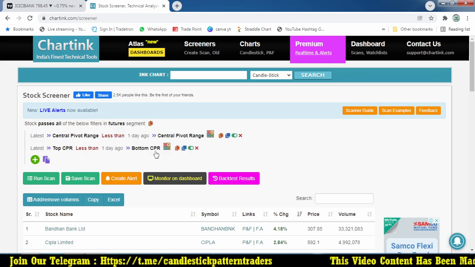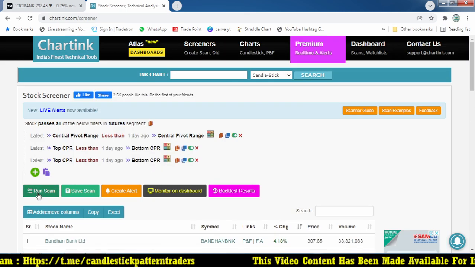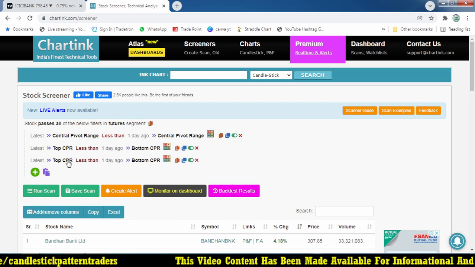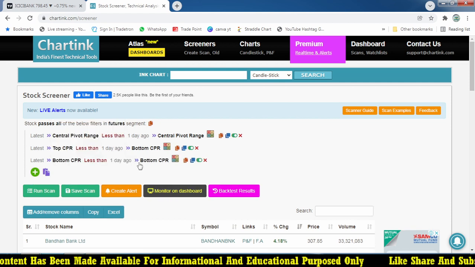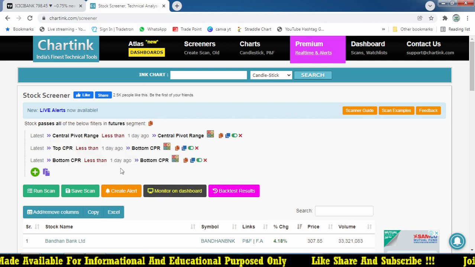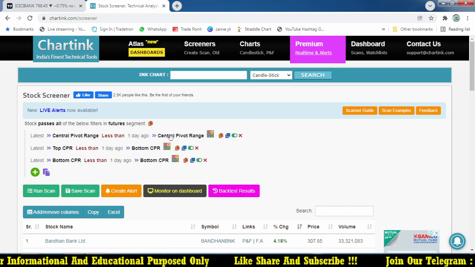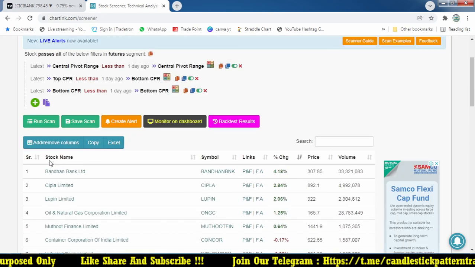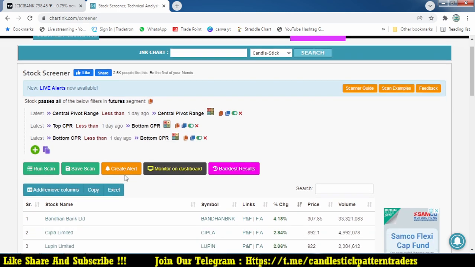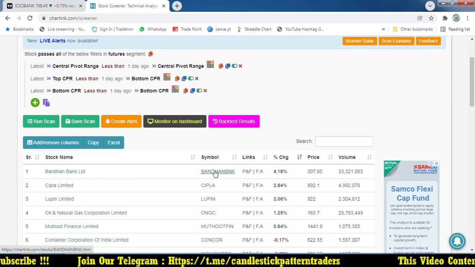And again I'm going to add another condition here. The bottom CPR must be less than the previous day bottom CPR, right? Now if I filter this, I'm getting 121 stocks because overall the market is going down. So these are the stocks which have a bearish kind of trade opportunity.